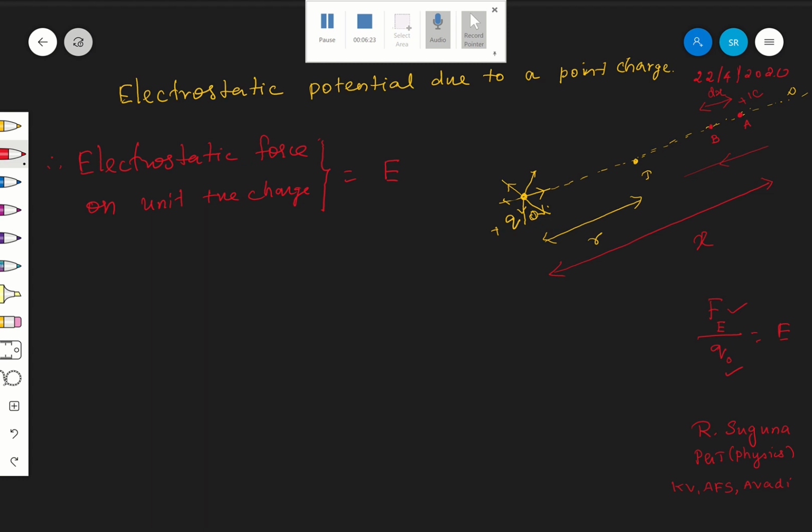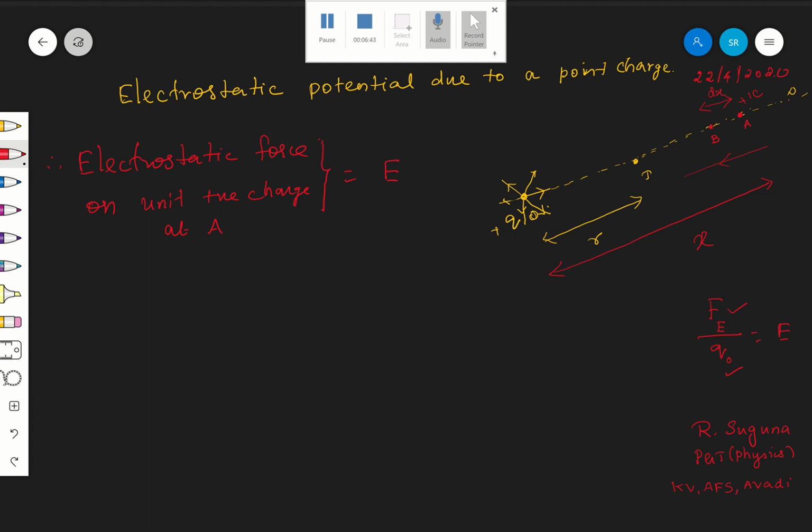This is at A, when the charge is kept at A. First, initially I am keeping the charge plus 1 coulomb at A. Therefore, what is the force acting on it? Force acting on a unit positive charge is nothing but the electric field. Therefore, that is E.